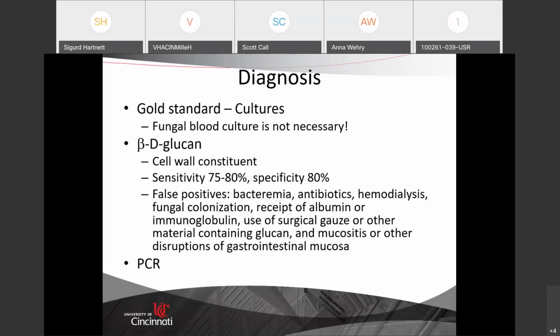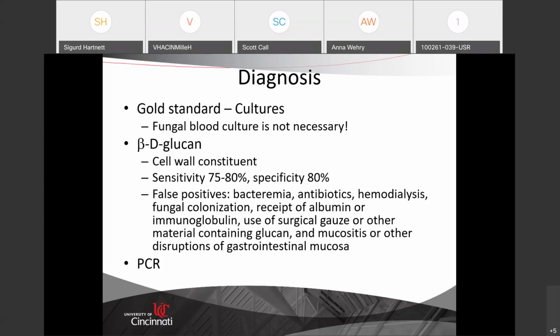Diagnosis: blood culture or cultures really are the gold standard. I wanted to stress here that in this day and age, doing a fungal blood culture is not necessary, because the typical bacterial blood cultures actually grow Candida as well as the fungal blood cultures. So if you're ordering a fungal blood culture for Candida, you do not need to, because it should grow on a typical blood culture.